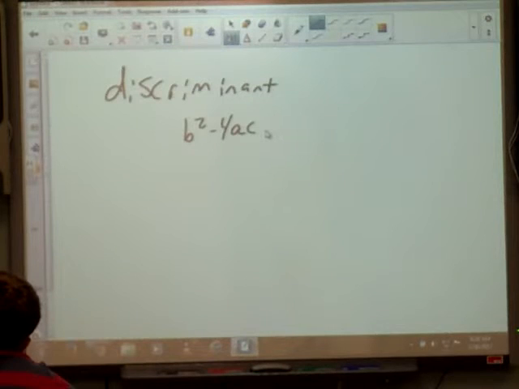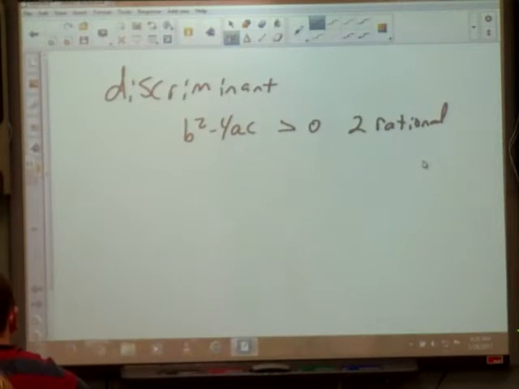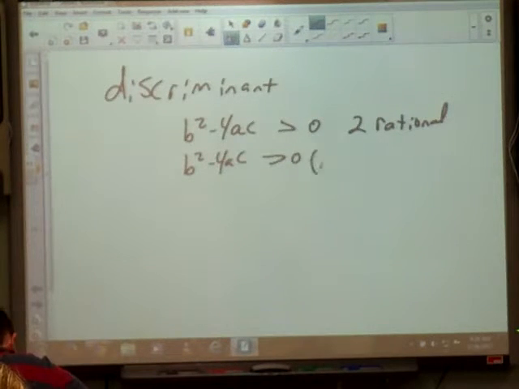If we work out our discriminant and we get a positive answer, which means it would have to be greater than 0, right? That means there will be 2 rational solutions. If we work out the discriminant and we get a positive but not a perfect square, we're still going to have 2 real solutions, but they're going to be irrational.